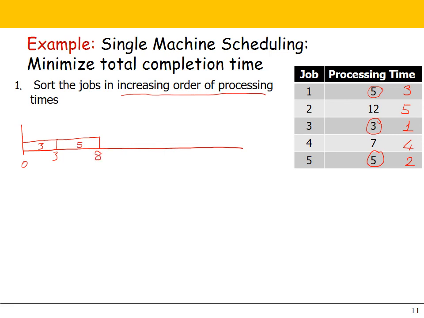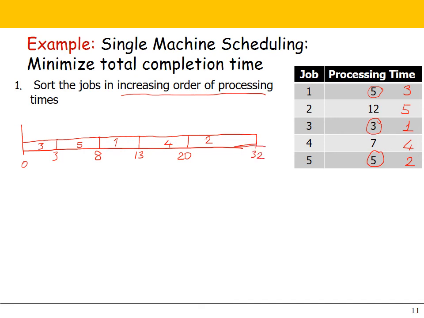Then we have job 1, and job 1 goes until 13 because the processing time is 5. And then we have job 4. Job 4 goes until 20. And then we have job 2, which goes until, let's say this is 32.